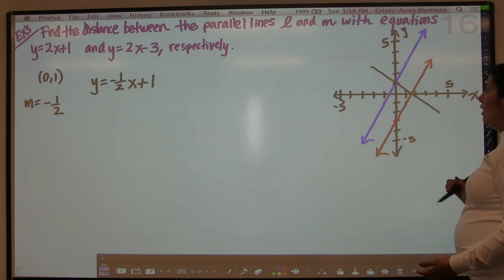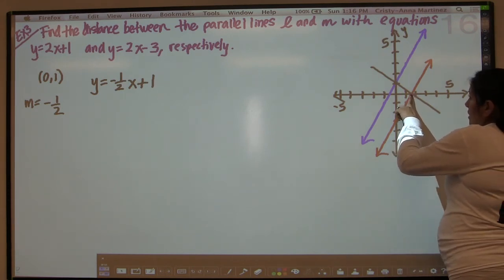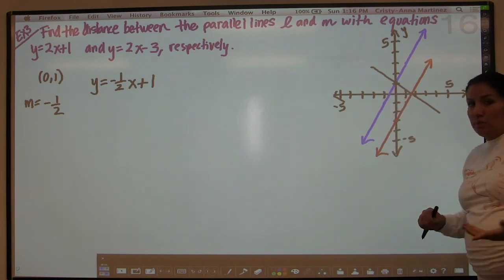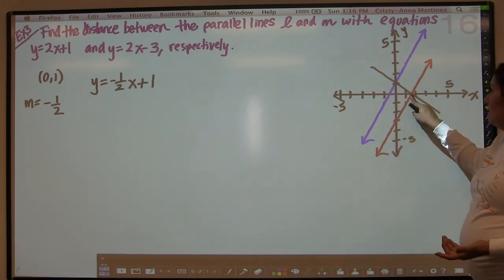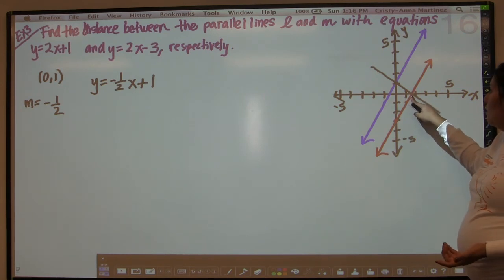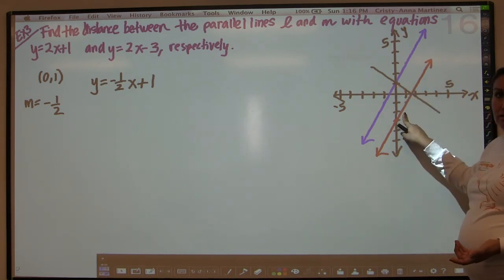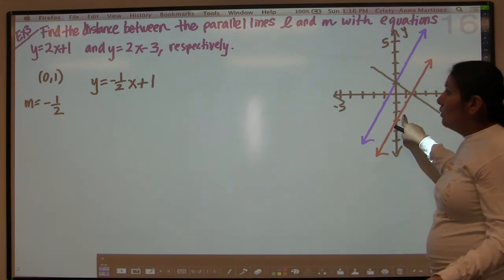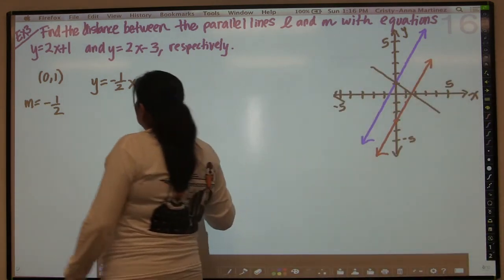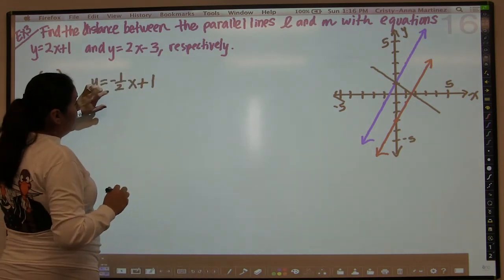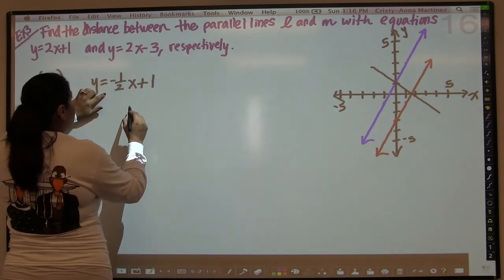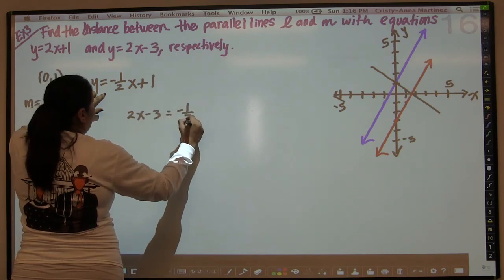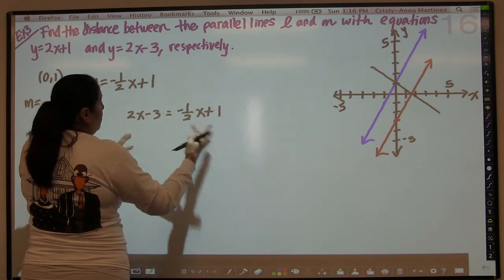But what I need right now is, if I knew this point, then I could find the distance between these 2 points. And eventually that's what I'm going to do. But how do I get this point right here? How do I know where this line intersects that line? Well, we go back to what we did in the previous example. The equation of this line is y equals 2x minus 3. So I just need to find the intersection of these two. So I'm going to say 2x minus 3 equals negative 1/2 x plus 1. I want to find their point of intersection.